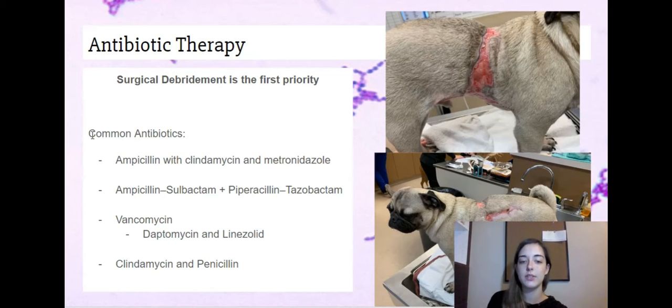If the bacteria is gram-negative, ampicillin, sulbactam, and piperacillin tazobactam are used. For Staphylococcus, vancomycin or daptomycin and linezolid are used if the strain is resistant to vancomycin. Finally, clindamycin and penicillin are commonly used for Clostridium.